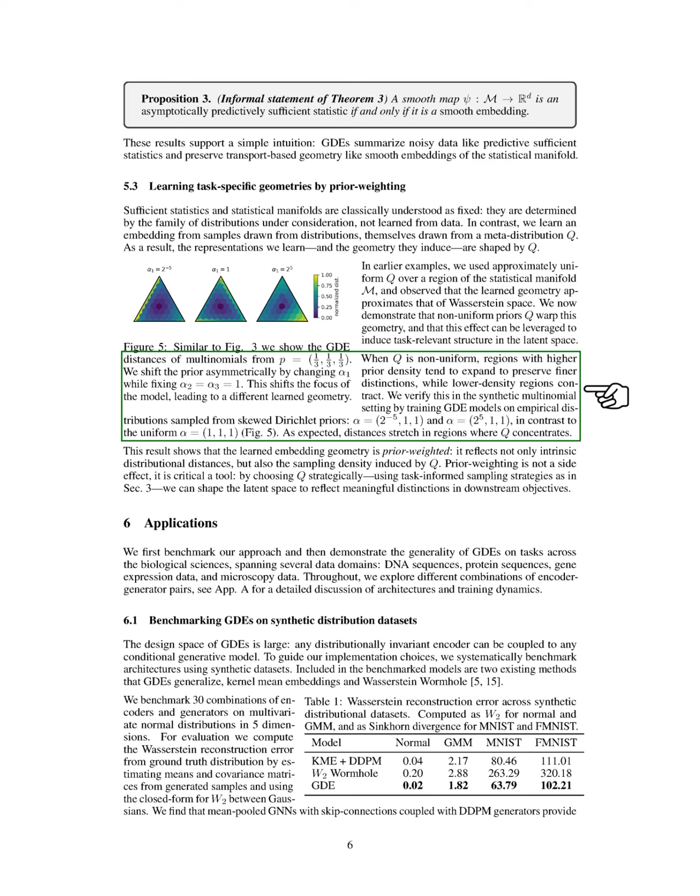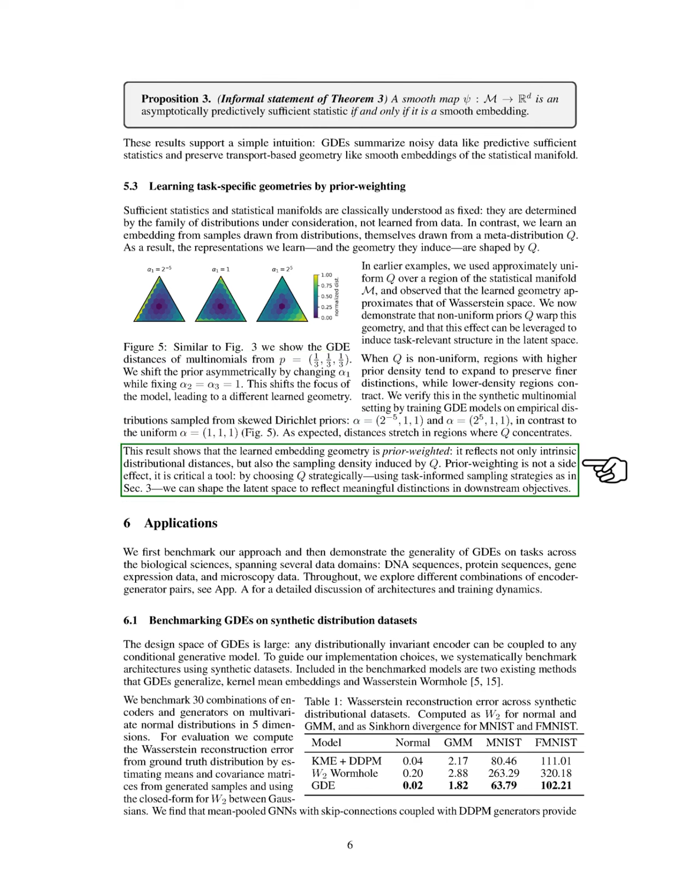As anticipated, distances stretch in areas where Q is concentrated. This indicates that the geometry we learn is influenced by the prior, reflecting both the intrinsic distances of the distributions and the sampling density from Q. Prior weighting is not just a minor detail, it is a crucial tool. By strategically selecting Q, using task-informed sampling strategies, we can shape the latent space to highlight meaningful distinctions for our objectives.